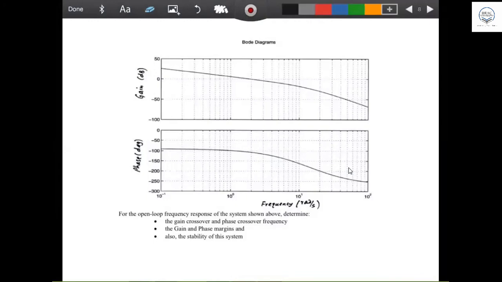What is omega G, what is omega P, what is gain margin, what is phase margin, and stability? Three questions you can see there. Write it down on the paper and tell me. You don't need to show me by chat box, just tell me the answer. Create a snapshot and work it out. Anybody done? Raise your hand and tell me. Two minutes time.